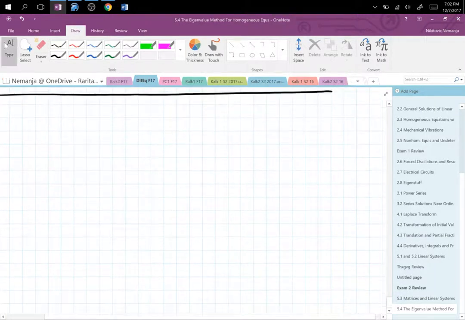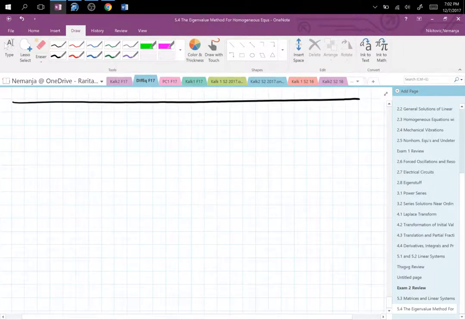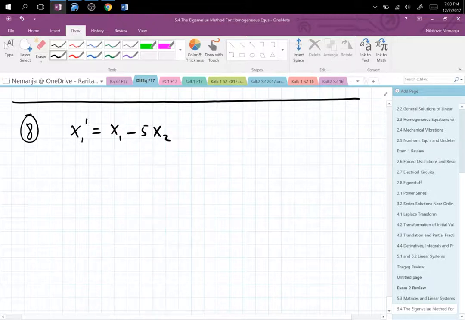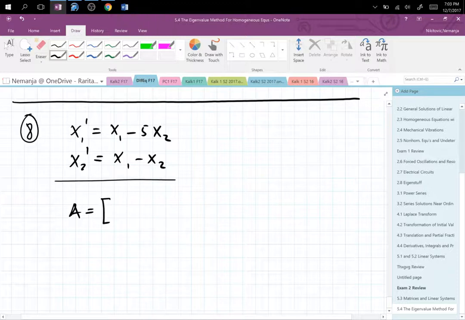All right. Let's do the homework problem. Problem number 8 was the issue last time, right? So you can recycle your paper. x1 prime is equal to x1 minus 5x2, and x2 prime is equal to x1 minus x2. So the matrix of coefficients is 1, negative 5, 1, and negative 1.